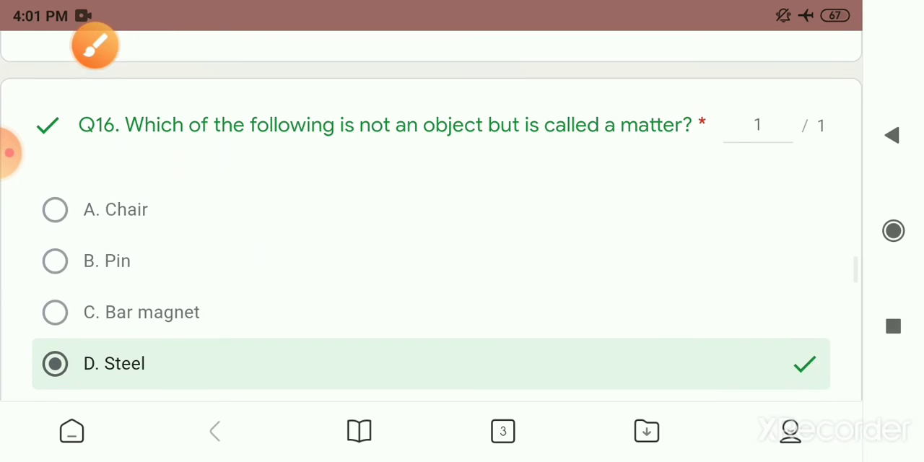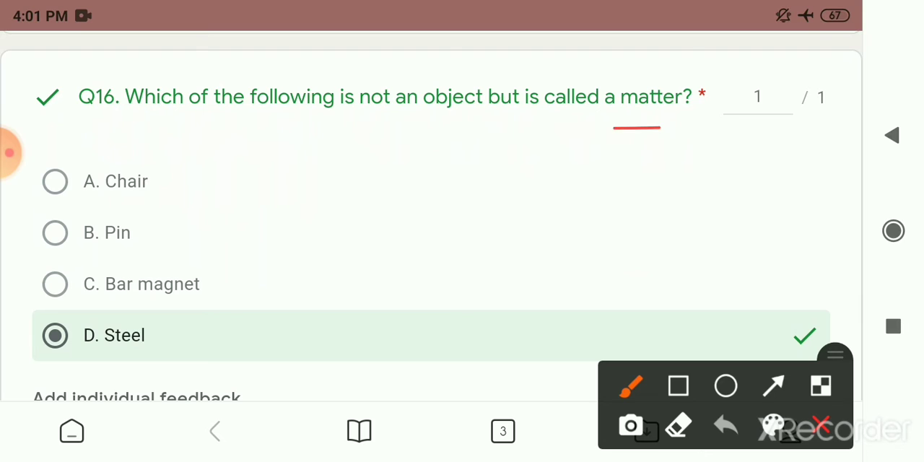Next is 16th number, which of the following is not an object but is called a matter, from which we can make the different kinds of objects. So your options are chair, pin, bar magnet or steel. So your answer is option D, that is steel. Steel is the matter, it is not the object. From the steel we are making different kinds of objects. So here your answer is option D, that is steel. The rest of the options, that is chair, pin and bar magnet, are the examples of objects.